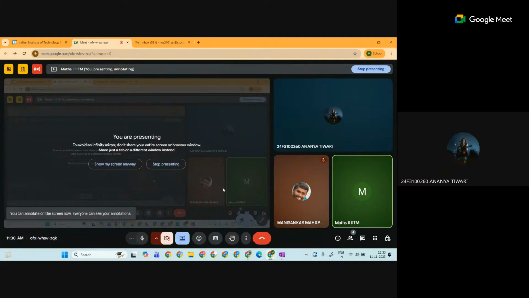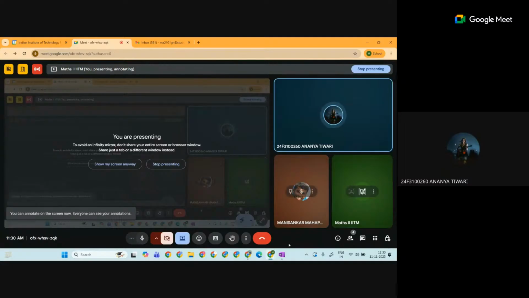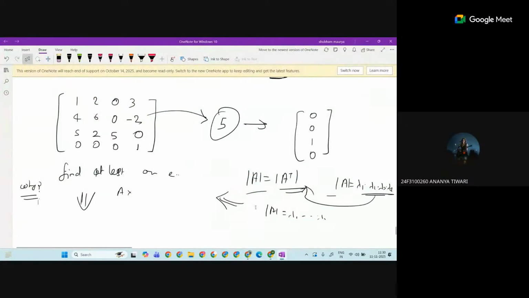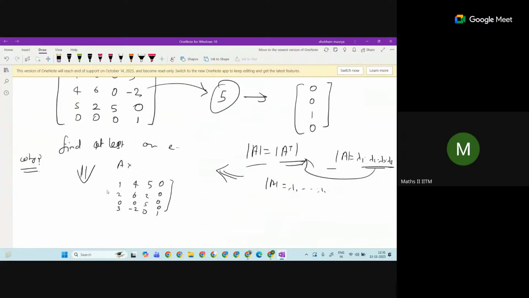Sir, if we do the A transpose, this last row will become the column, and then we can say that one would be one lambda. Let's do the transpose here. This is 5, 2, 5, 0 and 0, 0, 0, 1. Now see, this is a beauty, no? One beautiful thing we got here: the fifth place is non-zero, and the rest are all zero.